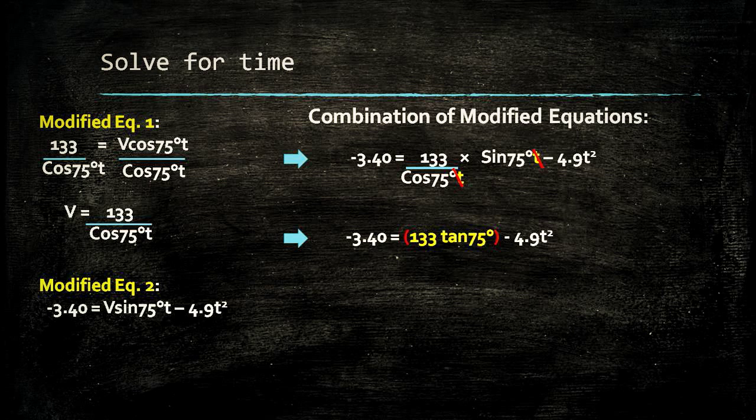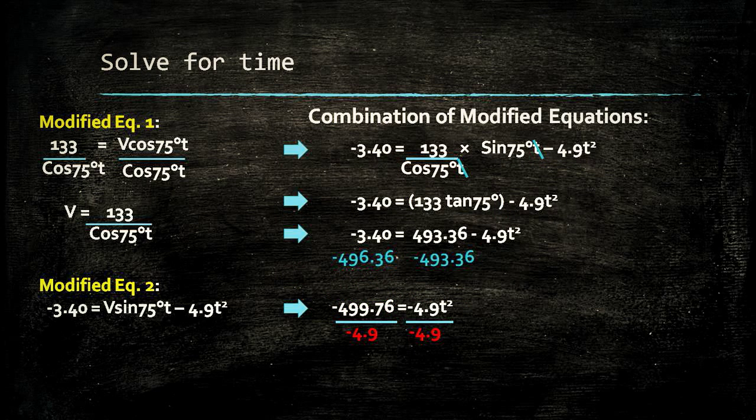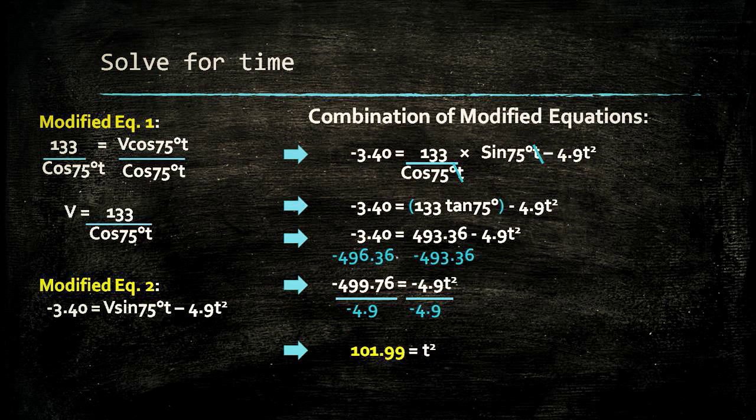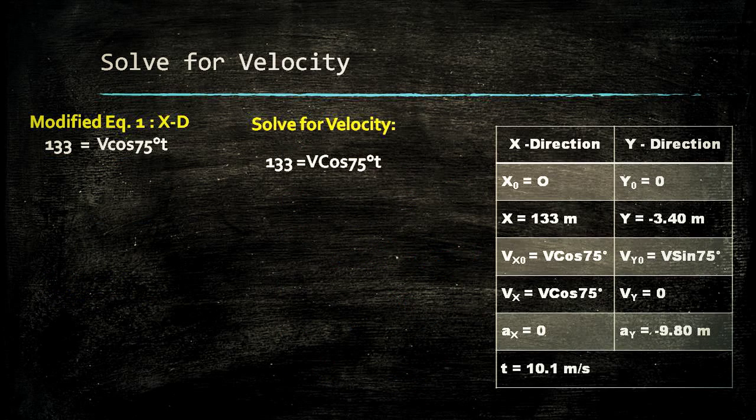133 times tangent 75 degrees gives us 496.36, which we will subtract from negative 3.4. To further isolate the coefficient of time squared, we will divide both sides by negative 4.9, leaving us with 101.9 equals time squared. Taking the square root of both sides, that gives us our final value of time, which is 10.1 seconds. So now to solve for velocity.